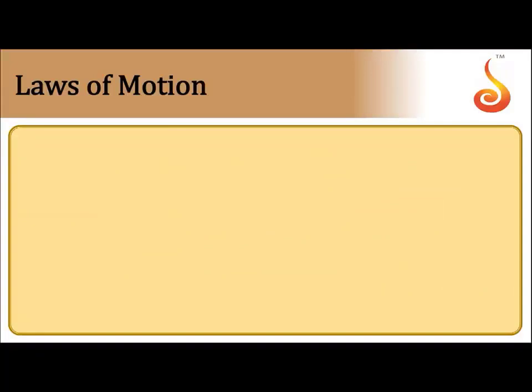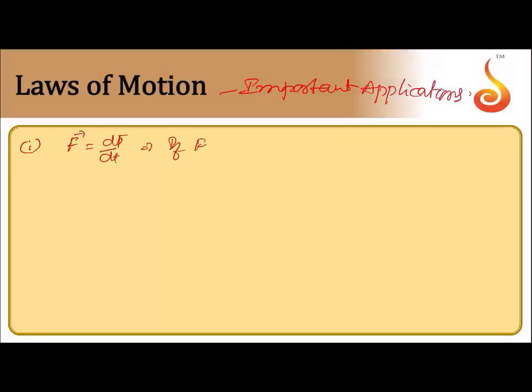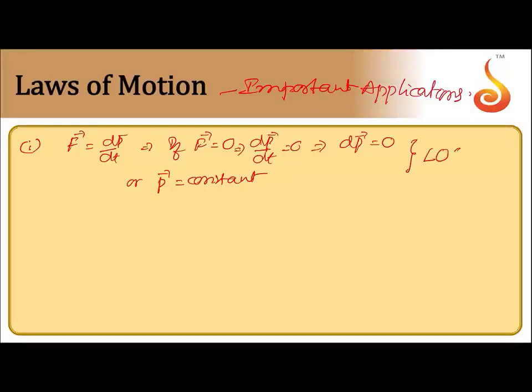Some important points regarding Newton's laws of motion, some important applications. Suppose I consider the first one. We have already seen F is equal to dP divided by dt. Now, if force is 0, then dP by dt is also 0, which implies that dP is 0, or the change in momentum is 0. Correct? Change in momentum is 0 implies momentum is constant. This is what is known as the law of conservation of momentum.